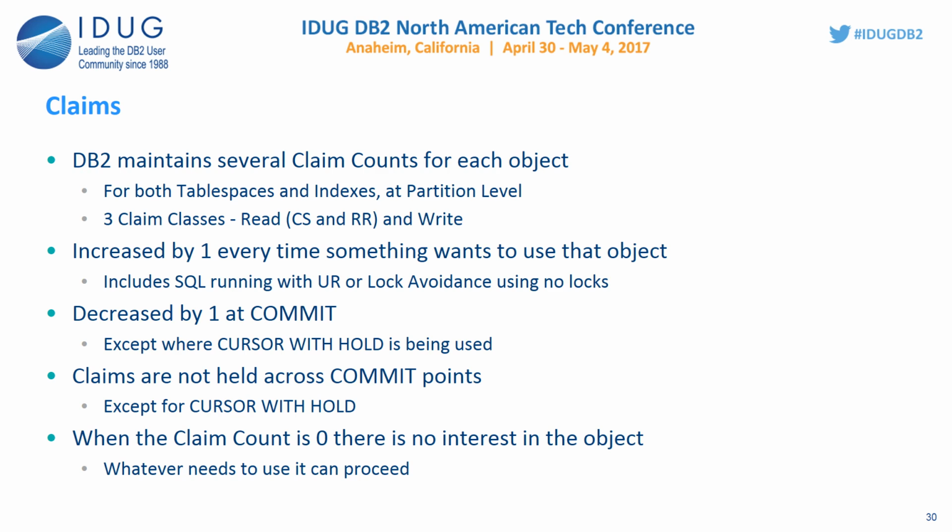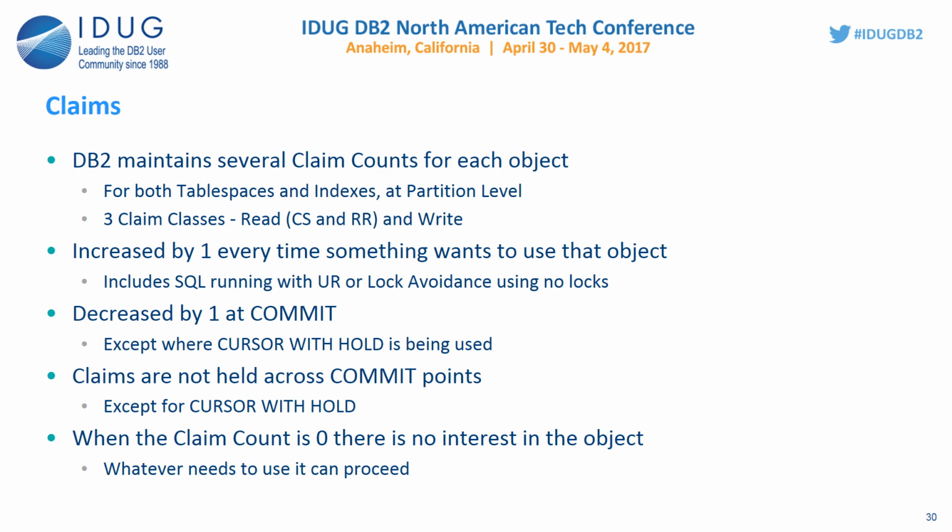So there's 2 for read, a cursor stability and a repeatable read one, and there's a write claim. So there are 3 claim counts maintained. And when your program comes in and starts to use an object, then the claim count is incremented by 1. So DB2 knows that somebody is using that object. And then when you do a commit, the claim count is released again. It's reduced by 1 back to 0. So by looking at these claims, DB2 knows how many people are using an object at any one time. It doesn't have to look at the lock manager. It doesn't have to look at the individual locks. It can just look at the claim count and know how many people are using the object at one time.